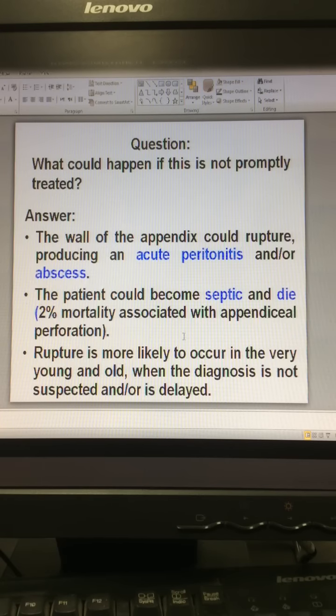Now, if this lady came late to the emergency department, or she didn't seek medical advice at all, what is the outcome of acute appendicitis? Usually these cases end up with acute peritonitis and abscess formation, which might lead to septic shock and eventually end up in death in about 2% of cases.